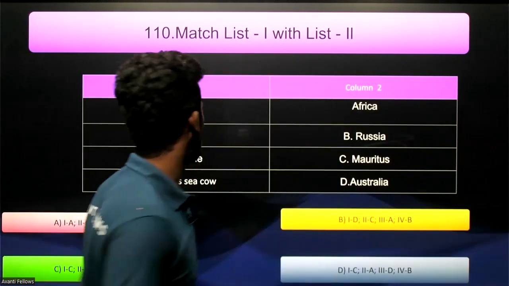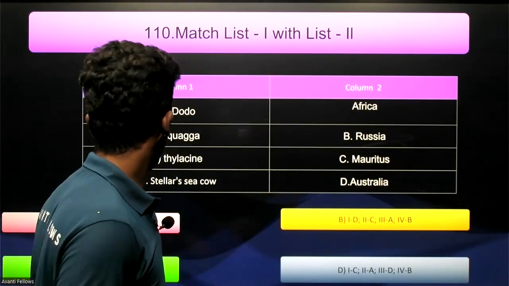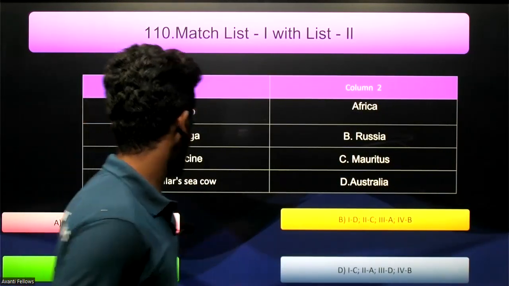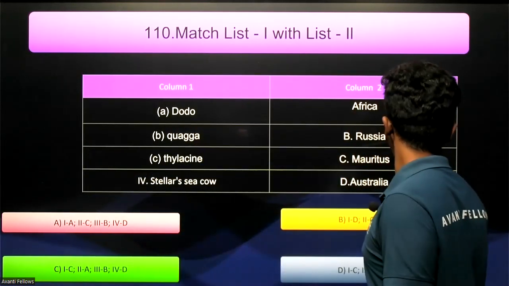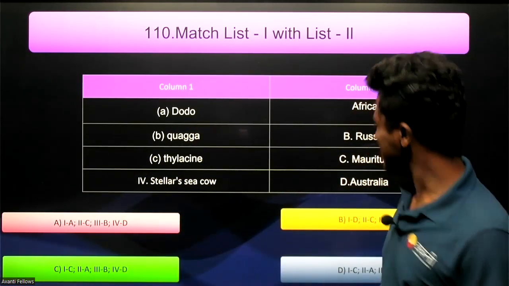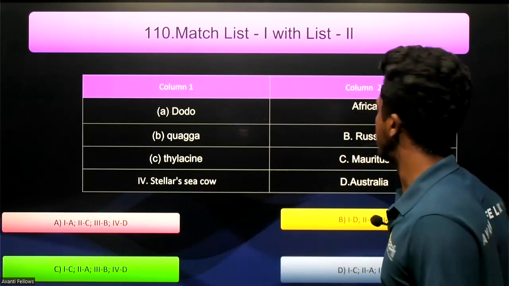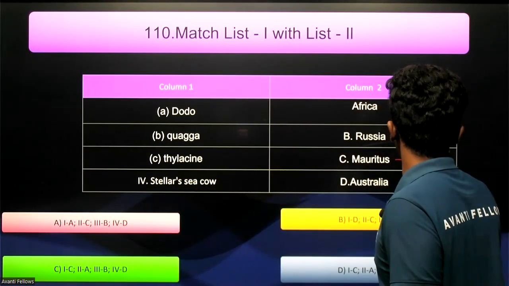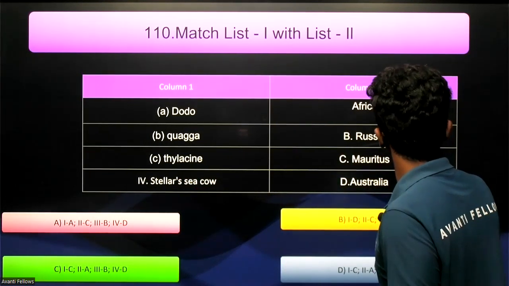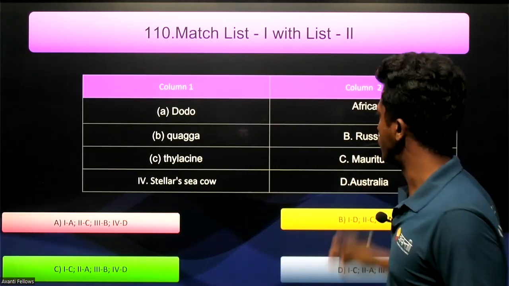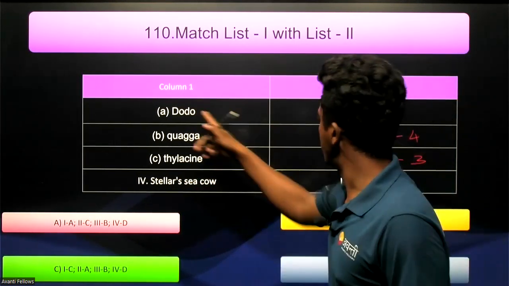When we talk about dodo, which is a bird, it appears in Mauritius. So I will write it as C. Okay. And very easy to remember. Stellaco goes for Russia. So I'll write it as 4. Okay. I'll write it as 3. It goes for Russia. Now, these two are done.